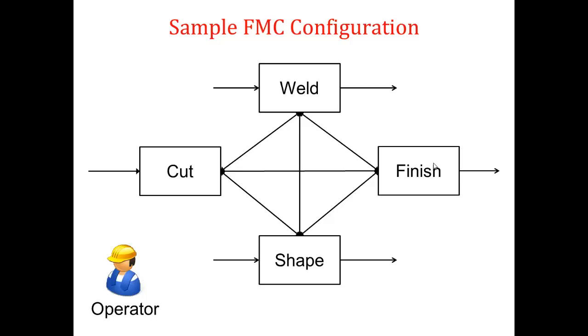As I said, the basic idea for an FMC is to support flexible automation so that we can produce a wide variety of different part types, and a part type will be characterized by a particular route through the system. So for example, a part might arrive and be cut, go to the welding station, shaping station, finish, and then depart the system, whereas another part might arrive and be immediately welded, followed by finishing and then departing the system. For our initial model, we'll also assume that each station has an infinite capacity input buffer for arriving parts and an infinite capacity output buffer for departing parts, so that we don't have any blocking within the system.